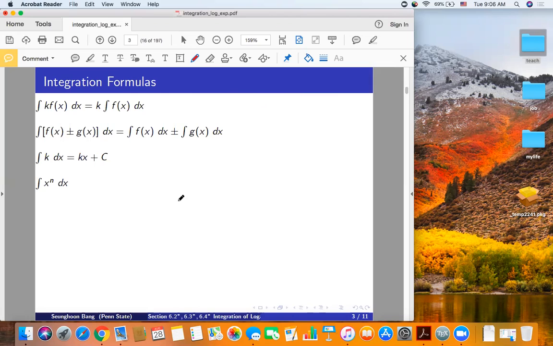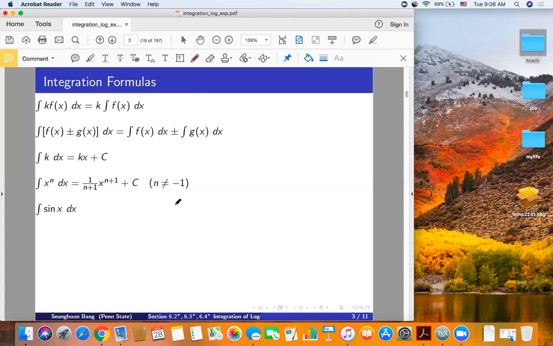The integral of x to the n dx, we can use the power rule: 1 over n plus 1 times x to the n plus 1, plus c. One more thing, n is not equal to minus 1. If n equals minus 1, don't use the power rule.